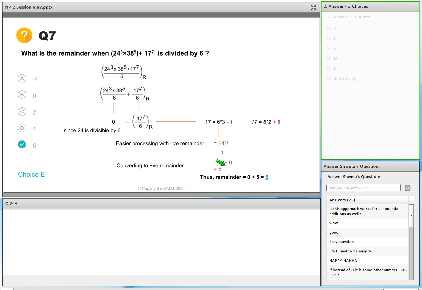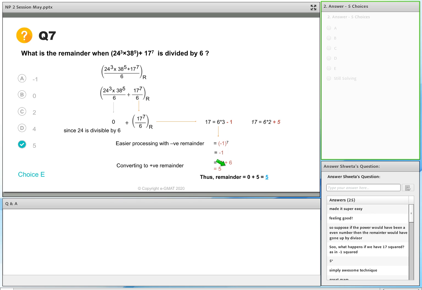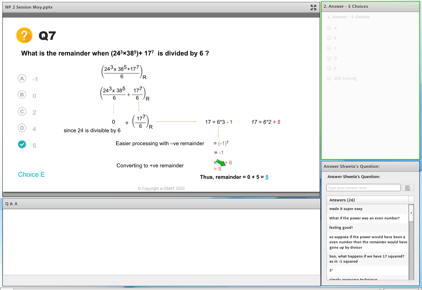Okay, I'm glad. This works for exponential addition. I'm not sure what you mean by exponential addition. If you have exponents on top, we just saw how this works. Okay, any follow-up questions, please post them in the Q&A pod.